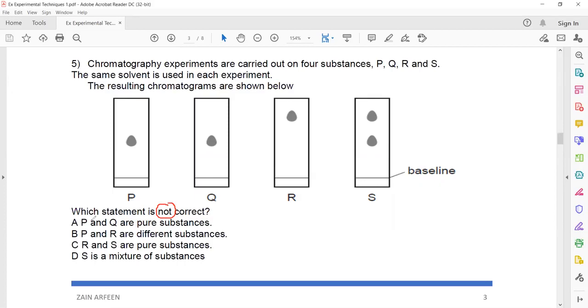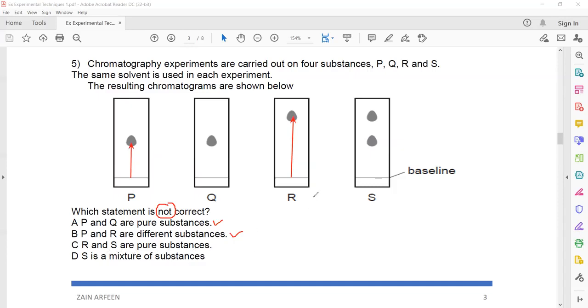In the first one, P and Q are pure substances. That's true because we see only one spot. P and R are different substances. You can see because the spot of P rises to a different height as compared to the spot of R. If we are using the same solvent, it means they are different substances. That's also a correct statement.